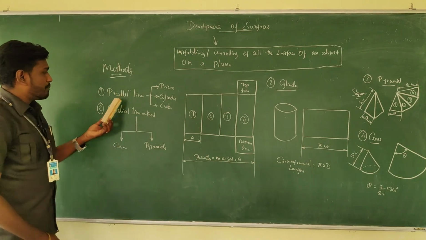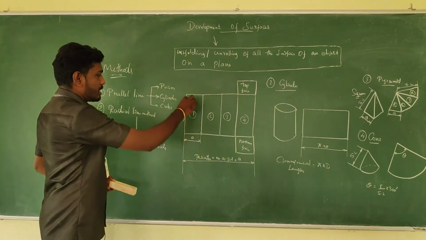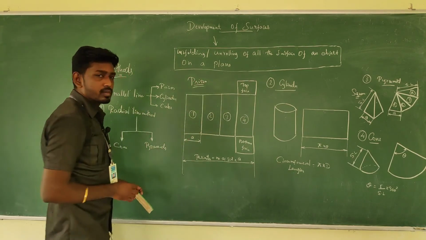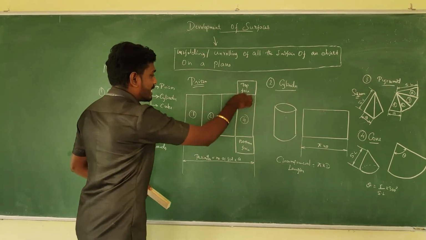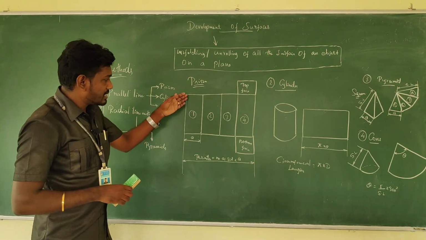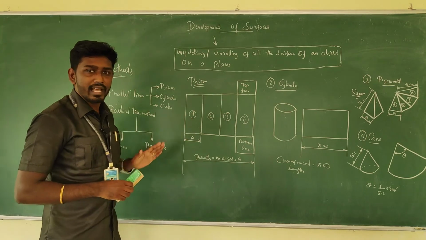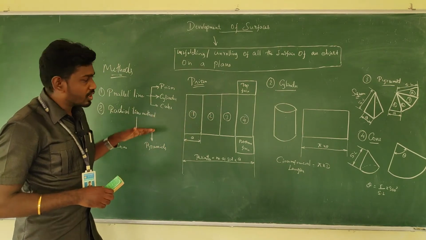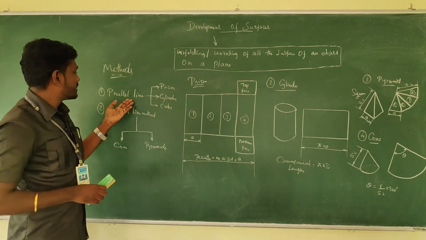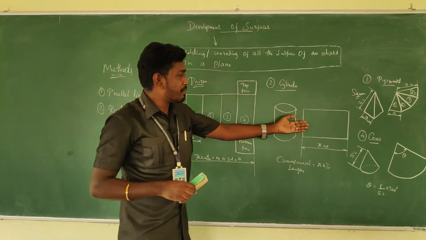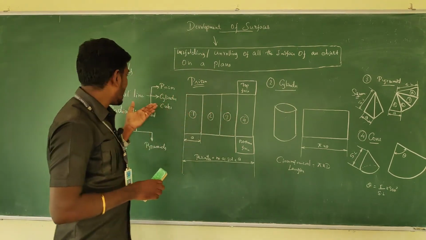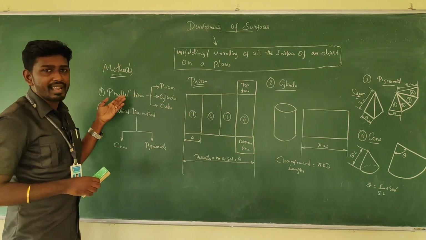In the parallel line method, when you are seeing the prism stretch out, all the rectangular faces are forming what? The rectangular faces, and the longer edges are parallel to each other. Am I right? So the method we follow in the prism, we call it the parallel line method. The same will happen in the cylinder as well. If you see it in the cube, the same will happen. We will be using the parallel line method.